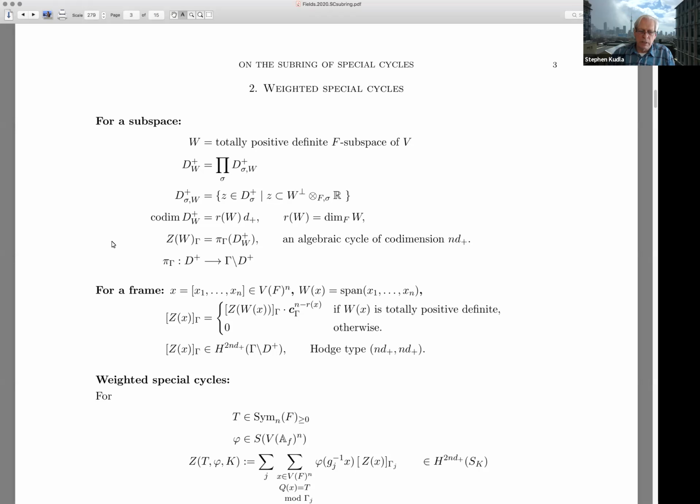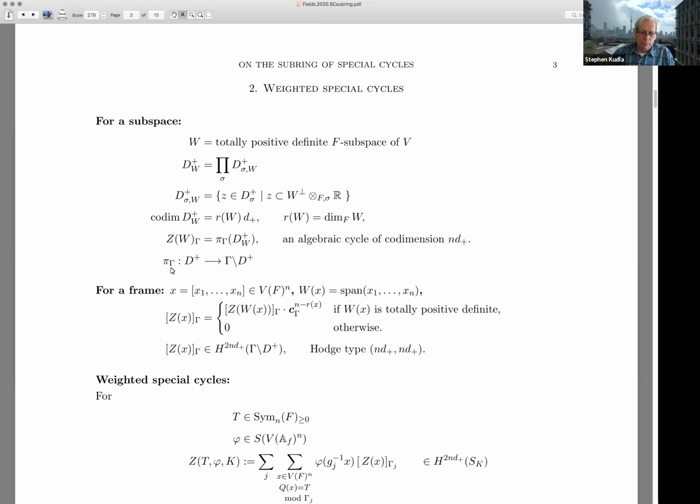Now, I mentioned at the beginning there were 2 papers that I posted on the archives about this, and the first one is about the Chow group classes of these cycles, and there you really have to work hard to deal with this D plus. I mean, you really have to look in Fulton's book and worry about how that works.